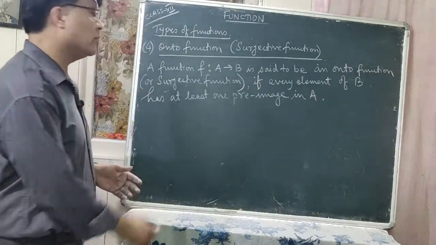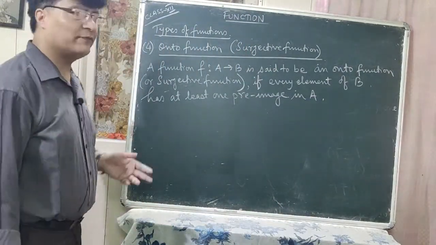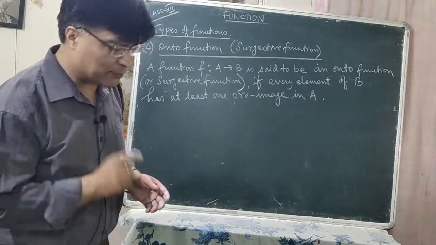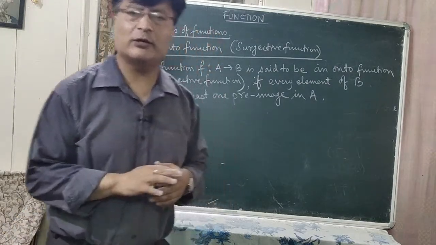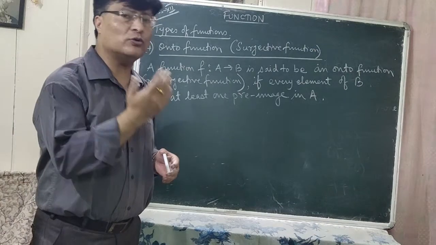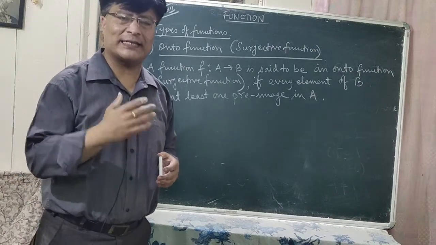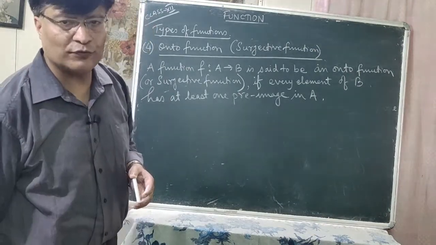So I think you have copied it. So this is the definition of onto function. Before giving the example, a function is given, and how do you prove that the given function is an onto function?